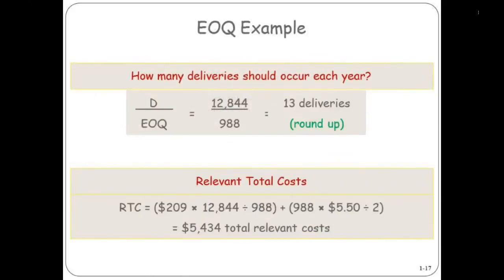Oops, sorry. So your total costs would be your total ordering costs for all of those deliveries plus your total carrying costs, or your total costs for ordering will be $5,434 at that level. And you can try any other order quantity, and you should find at any other level these total costs would be higher. This is the minimum possible total costs for the year.